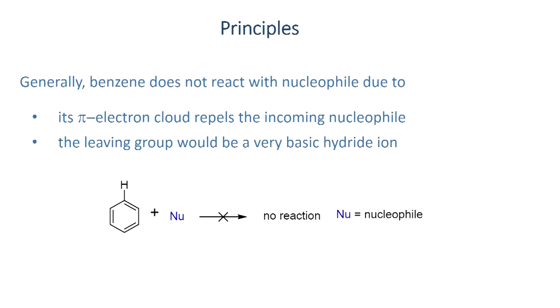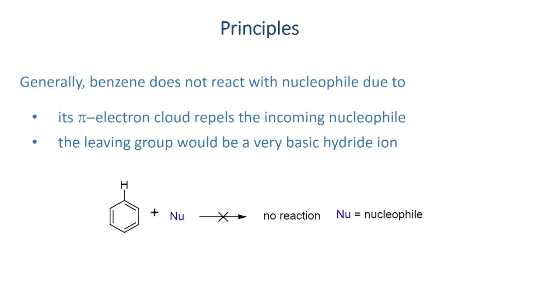However, the aromatic system is electron rich and is generally inert to reaction with nucleophilic species, because the pi electrons of the aromatic system repel the incoming nucleophile, and the leaving group would be a very basic hydride ion, which is a high energy species. Under normal conditions the reaction does not take place. However, if you have an activated aromatic system, the reaction can be facilitated.